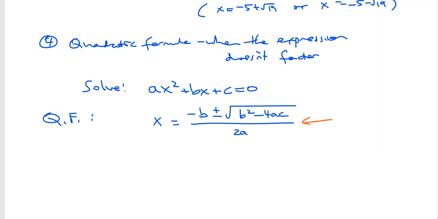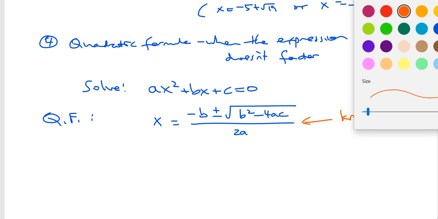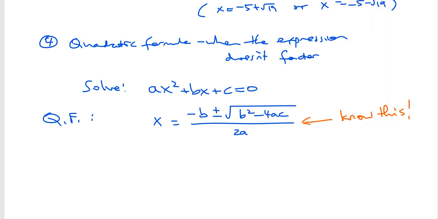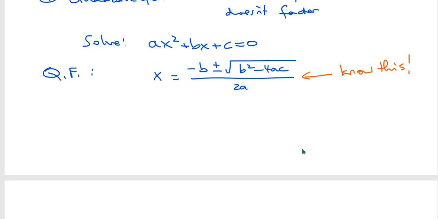So you need to know this formula, okay? And the best way to memorize something is to use it a lot, so it commits it to memory. So let's do some examples. Let's do an example with the quadratic formula.